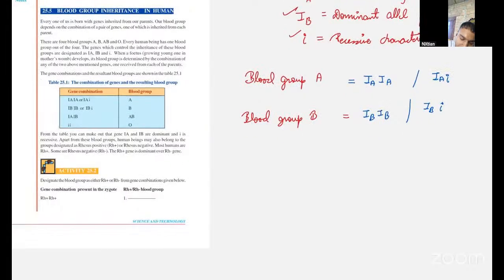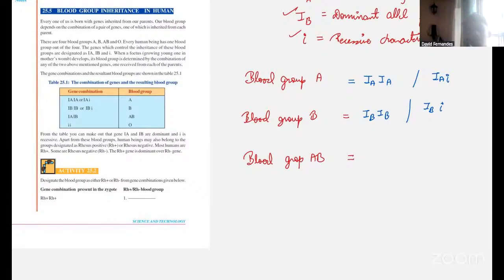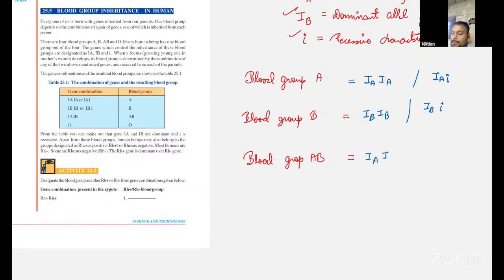Third condition. Now David will tell me, if a person has blood group AB, what will be the possibility of the alleles in that? IA and IB. That can be the condition. Why? Because both are dominant. Both will show their character. Hence, both antigens will be there on the RBCs. Are you getting my point, everyone?